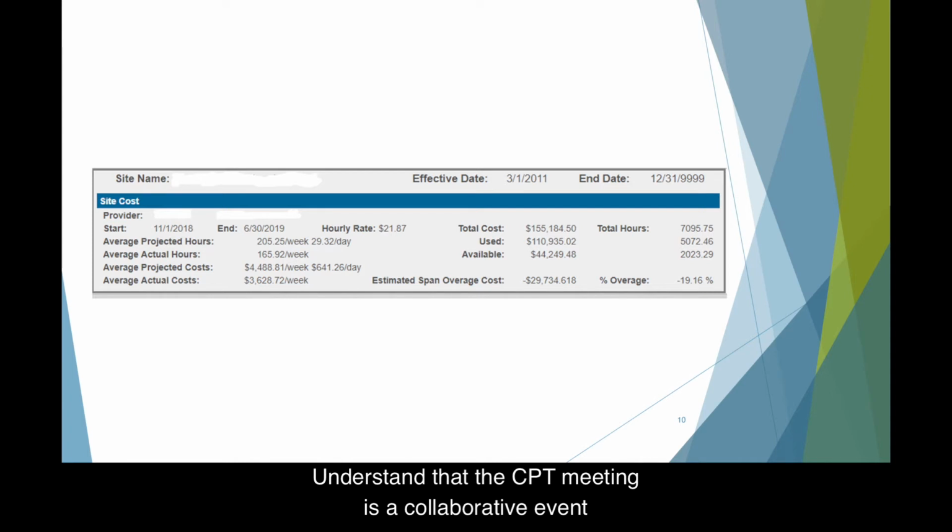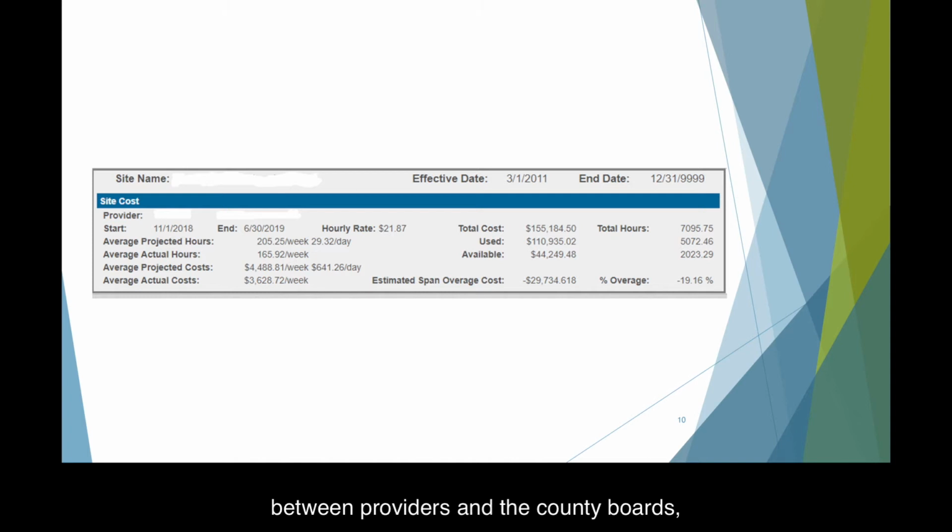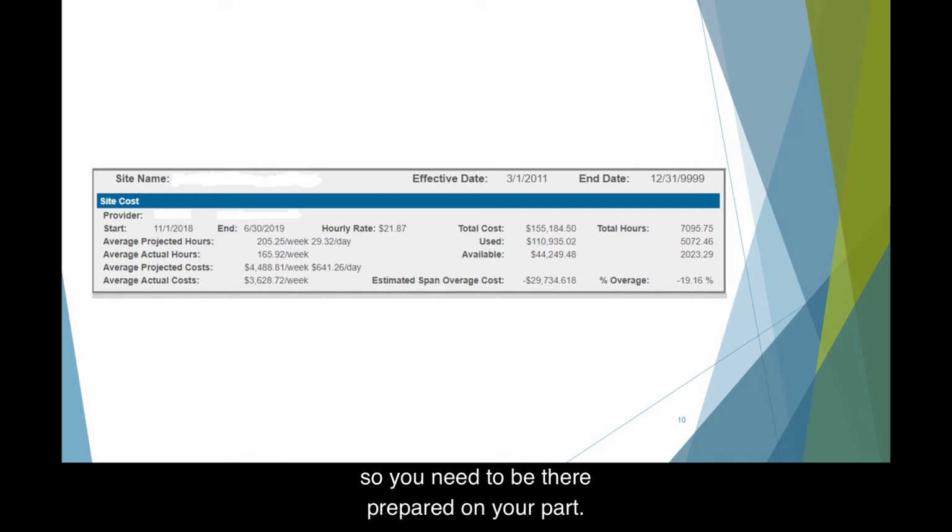Understand that the CPT meeting is a collaborative event between providers and the county boards. So you need to be there prepared on your part. You need to be ready to listen to the information that the provider is showing up with, and make sure that the provider has input, because their pay is going to be completely wrapped around what goes on in the projected hours.